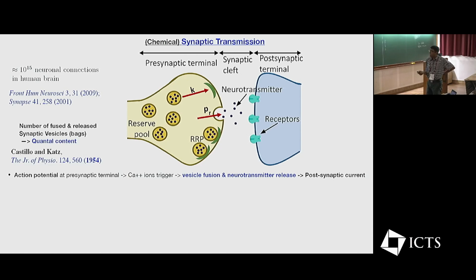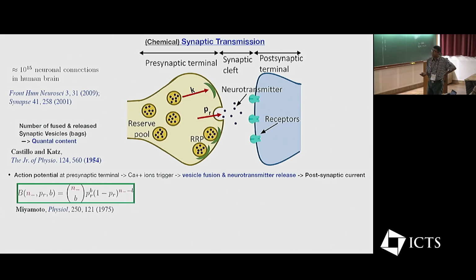The fact that such transmission involves release of a certain number of quanta of these molecules, neurotransmitters, was first realized around 1954, and within 20 years experimentally there was a consensus that the statistics of single release is a binomial. Let me explain what is being told here. Suppose there are n number of docked vesicles at any given instant of time, then the probability that b of them are released is given by this. PR is the release probability.